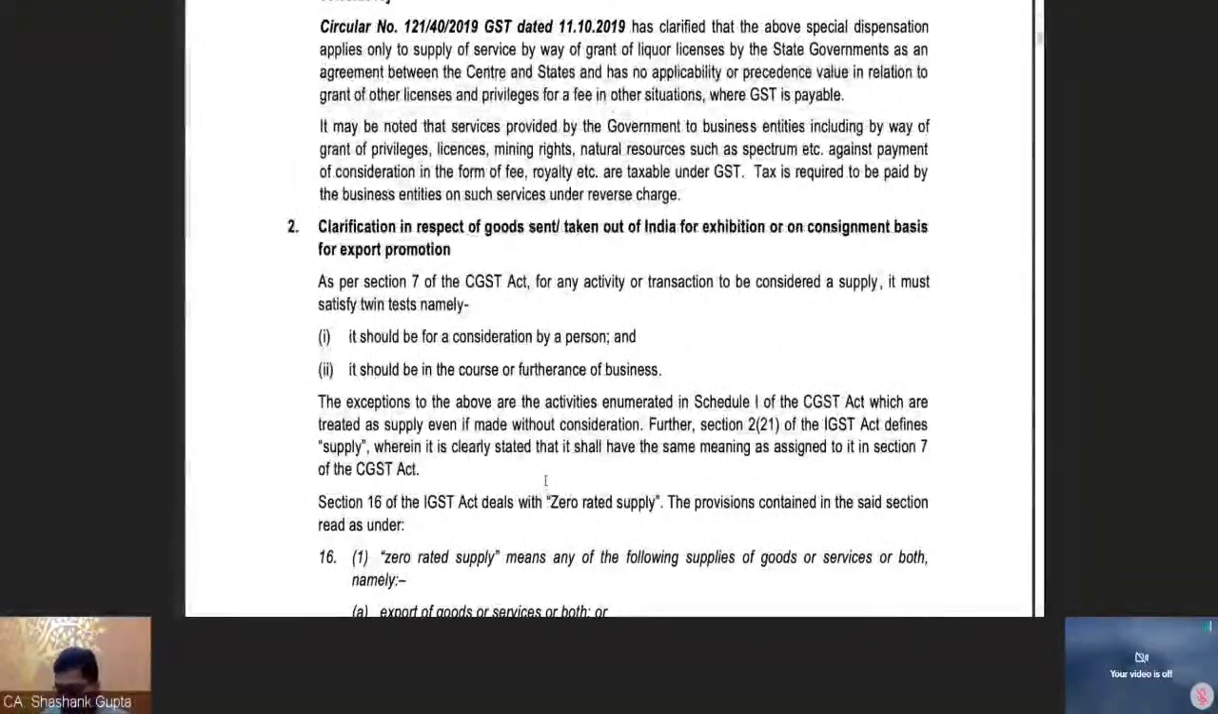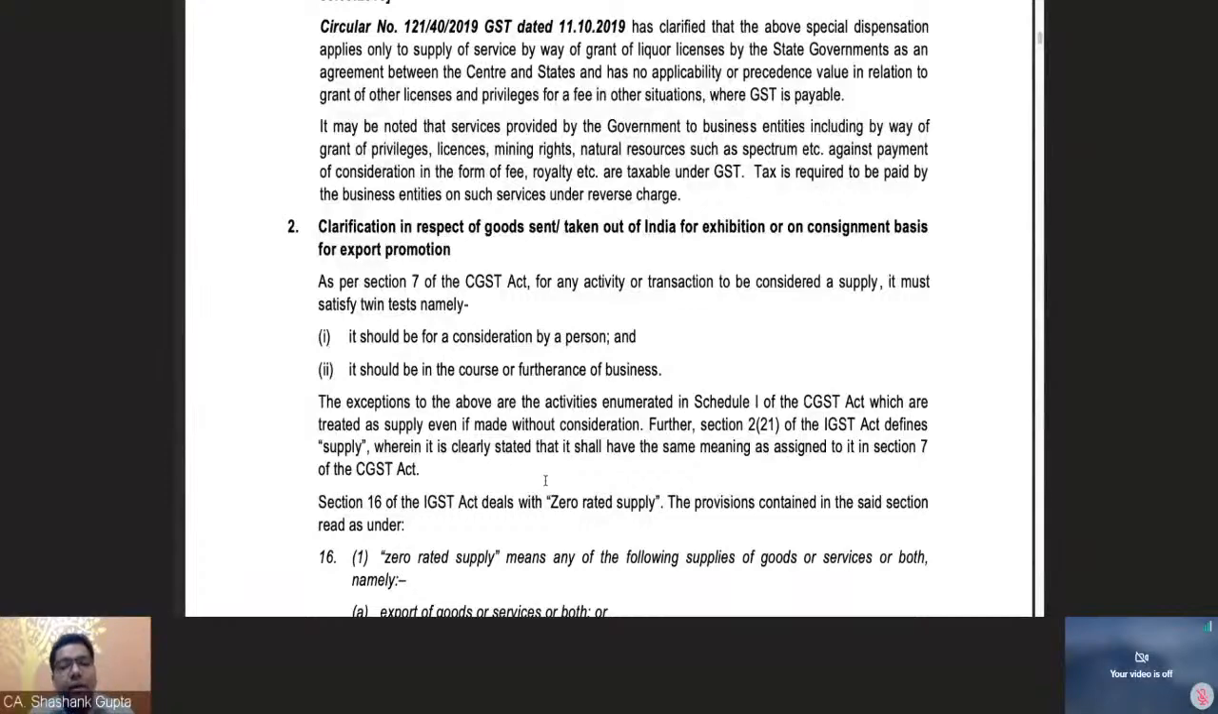Second clarification was, goods are taken outside India for exhibition purposes, meaning there is no consideration for the goods, they are simply taken outside India. The question was whether taking goods outside India for exhibition will qualify the goods as export and hence such supplies would become eligible for export benefit, that is refund, or will they be considered as zero rated supply? A question may come up, what is zero rated supply? That we will discuss, don't worry.